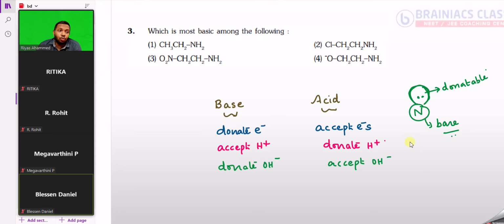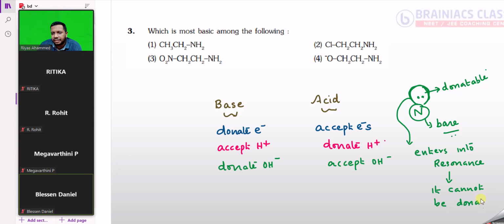But think, on what occasions can it not donate? We can think, if this lone pair is entering into resonance, then it cannot be donated. If it is entering into resonance, I can say it cannot be donated. Then that is a bad base. Clear? So this is the only thing you should remember. Now let's start analyzing the first one.